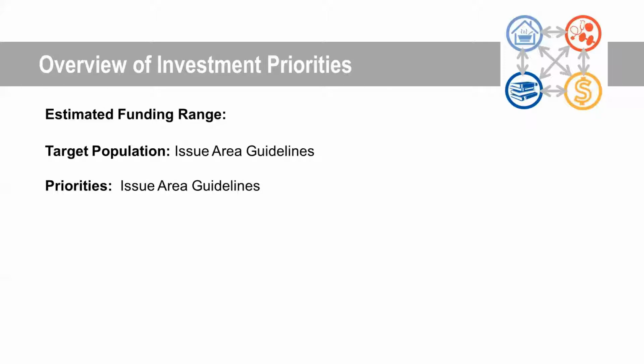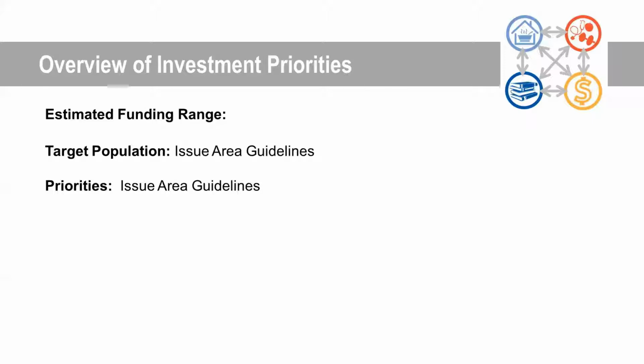So who's the target population for this funding opportunity? That is based on the issue area guidelines. So you have to look within the strategic investment plans of basic needs, education, financial stability, and health, and braid those target populations together in order to properly apply for this cross-issue area opportunity.